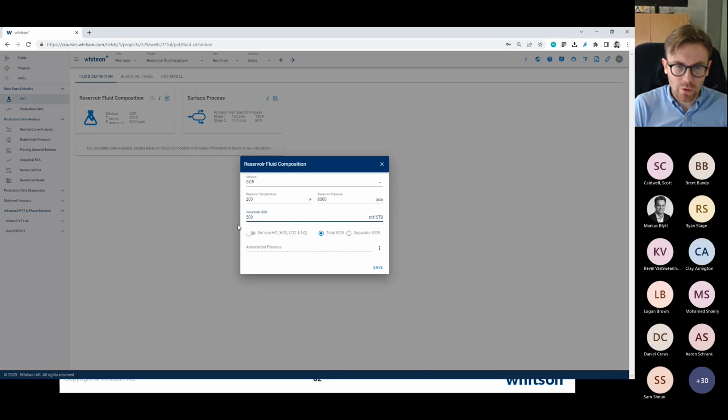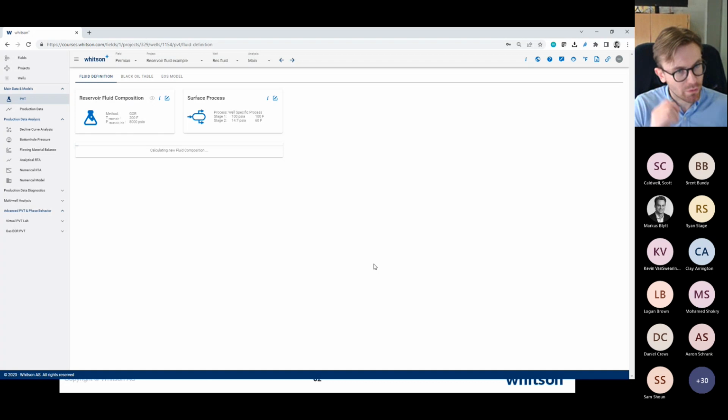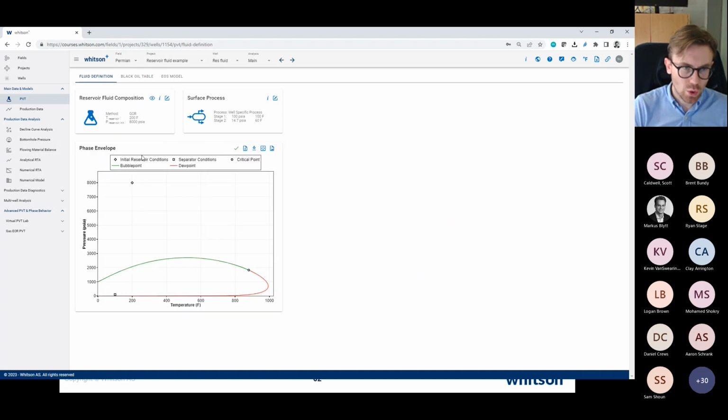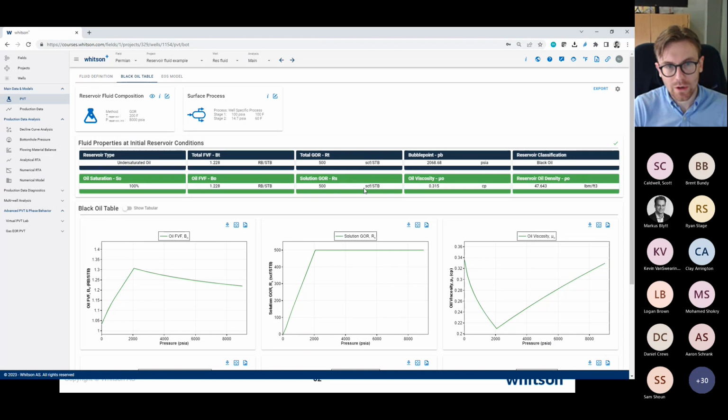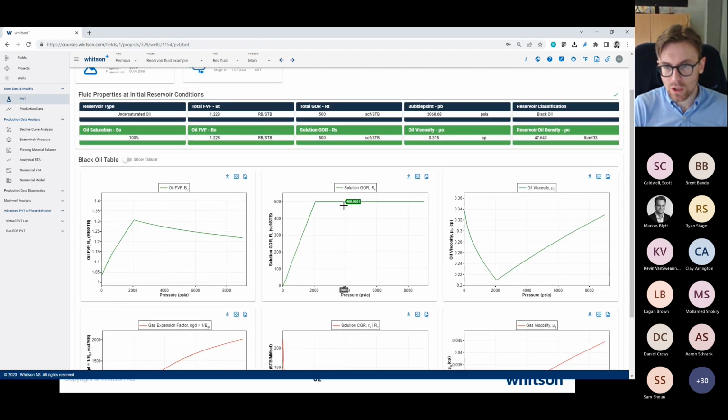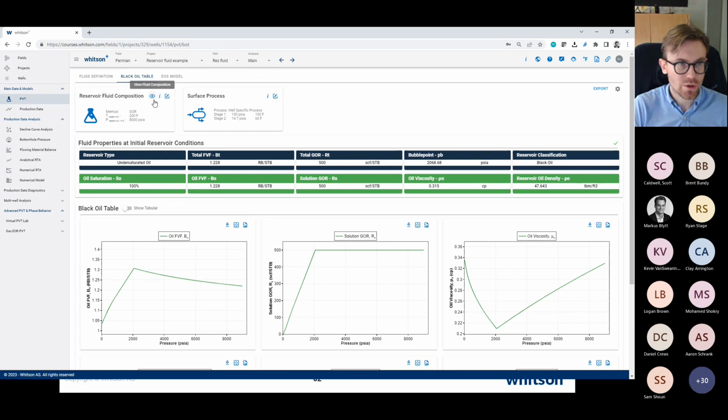So if we deal with a 500 scf per barrel type of fluid, you'll get of course your phase envelope and everything will change. So now you see this is a so-called black oil fluid, and we're far away from the critical point. And if we go to the black oil table feature here, we'll do this together later. You'll see that the GOR is 500, the formation volume factor is 1.2. The black oil classification is now set to a black oil, which you see here. And you'll also see the solution GOR curves and the formation volume factor curves. They're fairly linear as you go below saturation pressure.